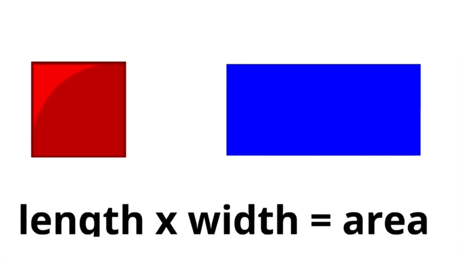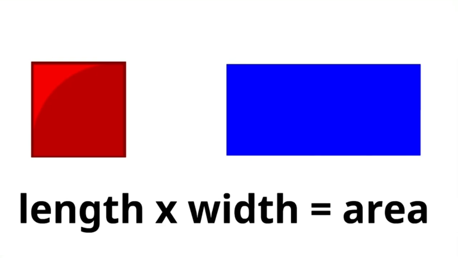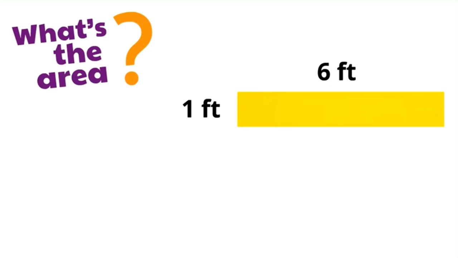So, how do you find the area of a square or a rectangle using multiplication? All you have to do is multiply the length times the width to get the area. Here, we'll show you. Let's say we want to find the area of this rectangle. It is 6 feet long and 1 foot wide.